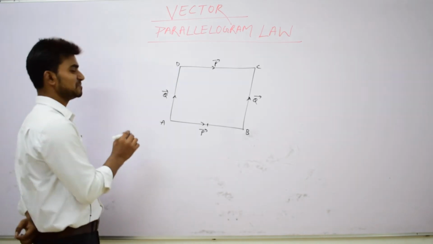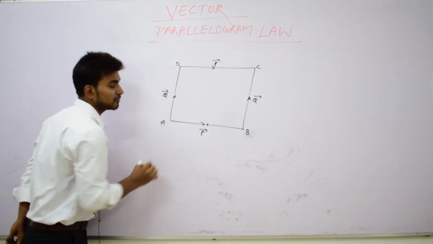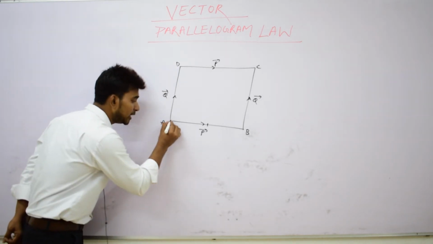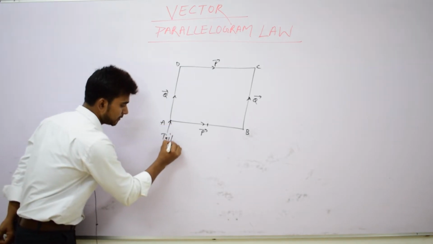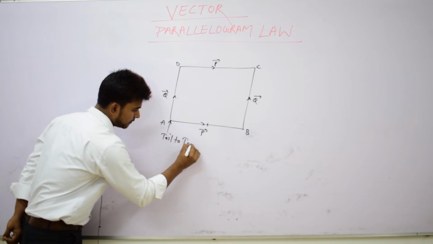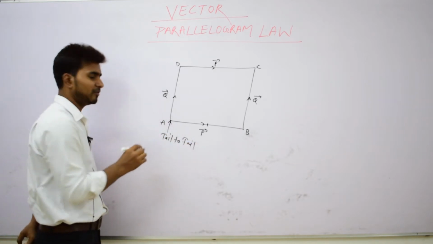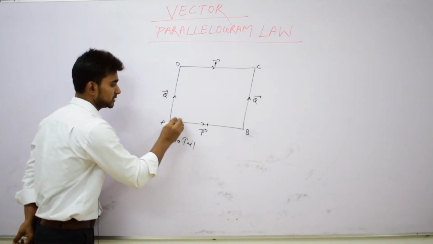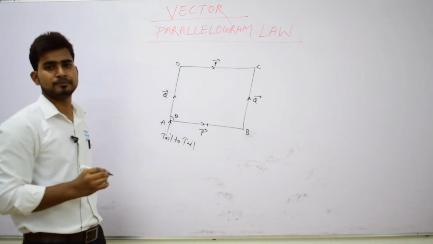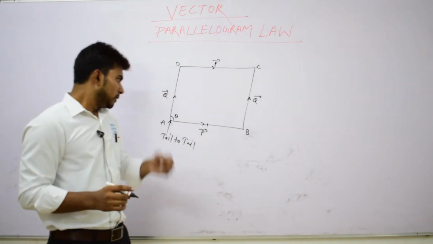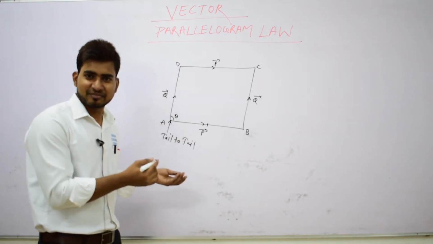One more important thing: we always have to take the angle from tail to tail joining. This is the point where the tails are connected, so at this particular point we have to take the angle. Let's suppose the angle between these two vectors is theta. Now we have to check whether it is valid or not.